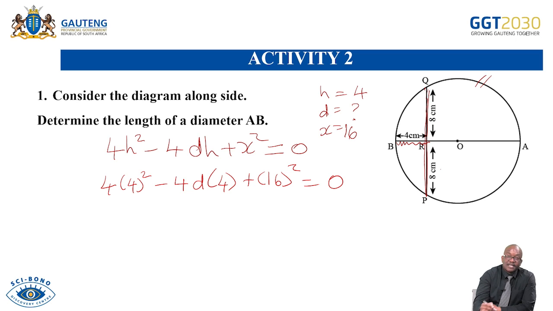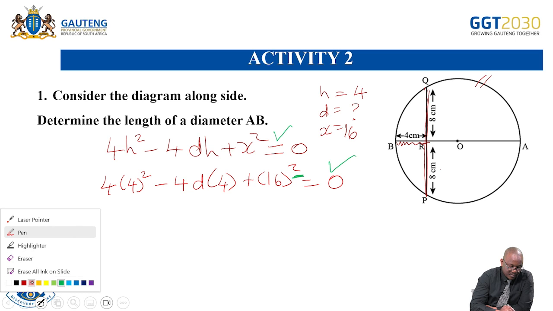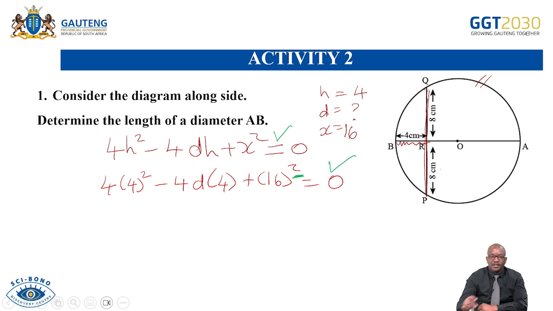Another mistake that learners do most of the time is to also omit the squared, especially on the x squared. They omit the squared when they are writing this, or when they are substituting into this formula. Learners must avoid making that mistake. In this case, you will get 1 mark for your formula and 1 mark for your correct substitution. Then from there, you will have to make d the subject of the formula.